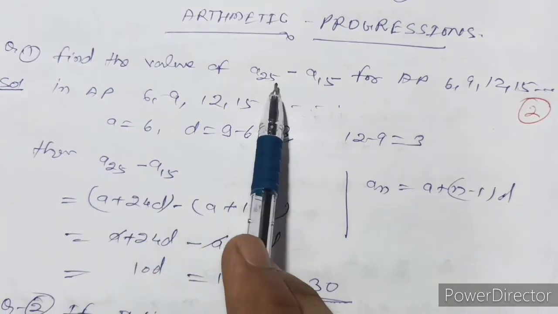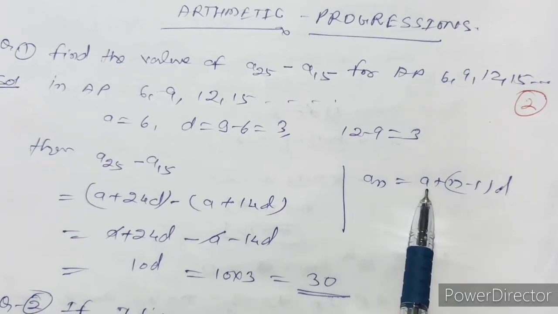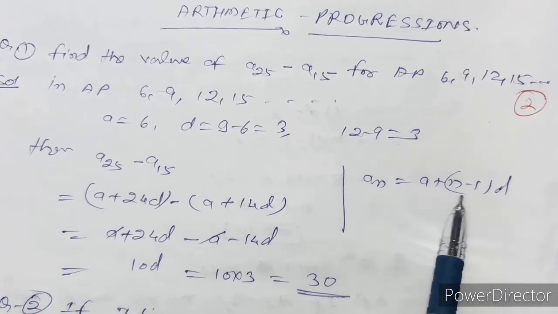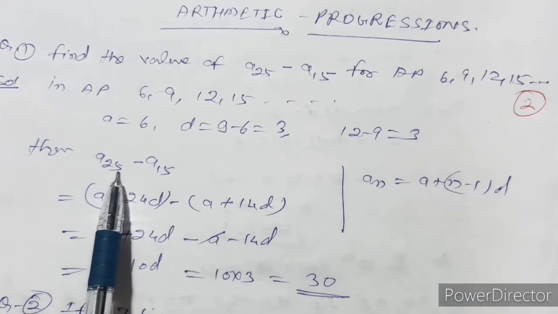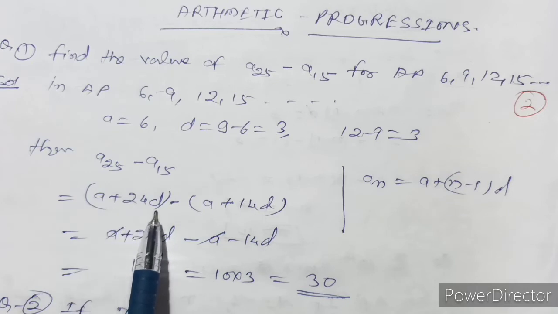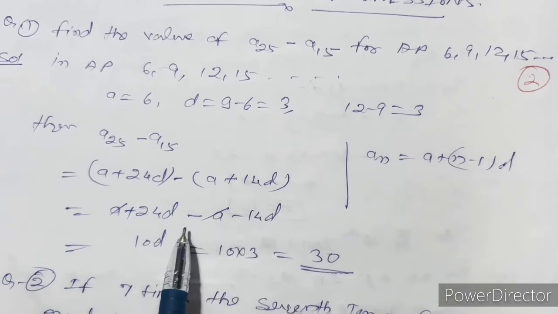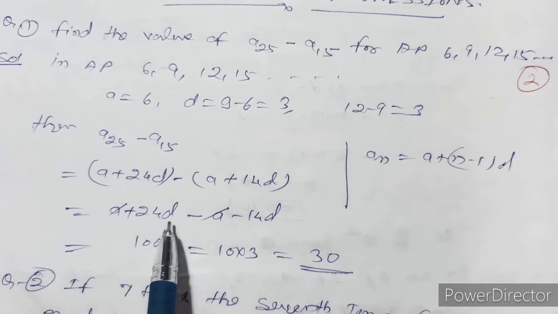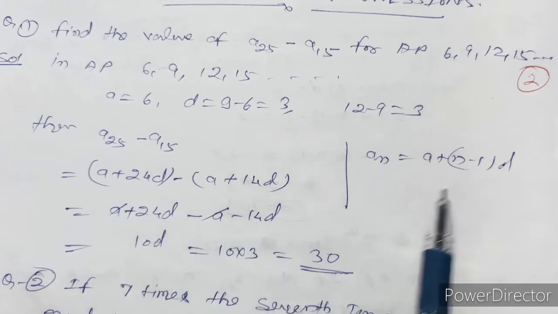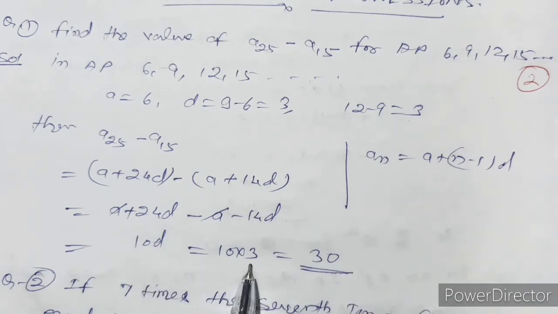Now we are using the formula of the 25th term and the 15th term, because the nth term formula is a plus (n minus 1) into d. That means one term less, multiplied by d. So 25th term is equal to a plus 24d and 15th term a plus 14d. Open the bracket and solve it. Then a and a cancel and 24d minus 14d, 24 minus 14 is equal to 10d and d, the common difference, is 3. So putting the value of d, 10 times 3 is 30. So the answer will be 30.